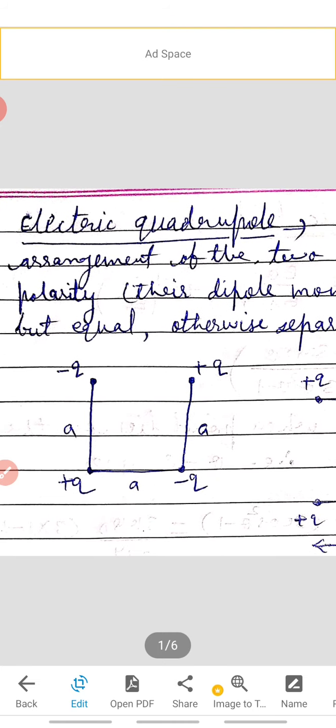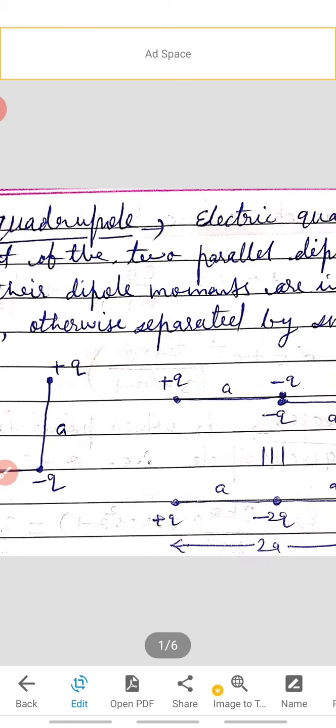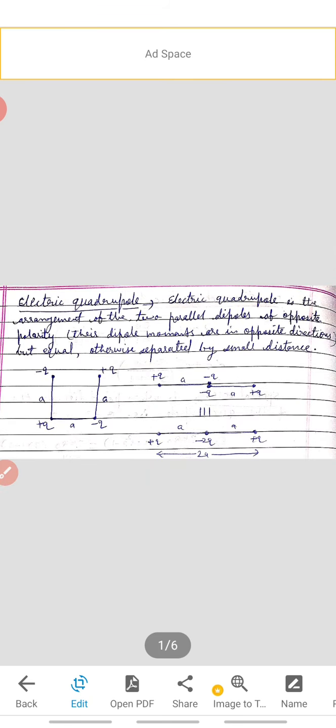There are two dipoles which are at a distance of small a, and these are arranged parallel to each other but of opposite polarity.